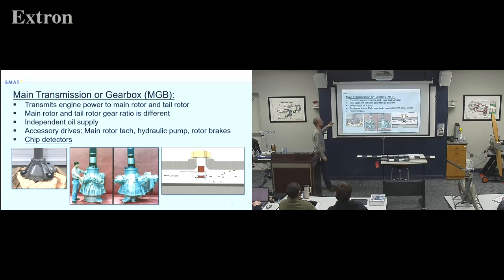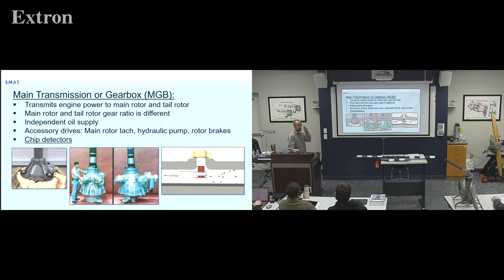All right, accessory drives: we have the main rotor tach, hydraulic pump, and rotor brakes. And then we'll have chip detectors. Every gearbox will have a chip detector. What is a chip detector? It does detect metal.